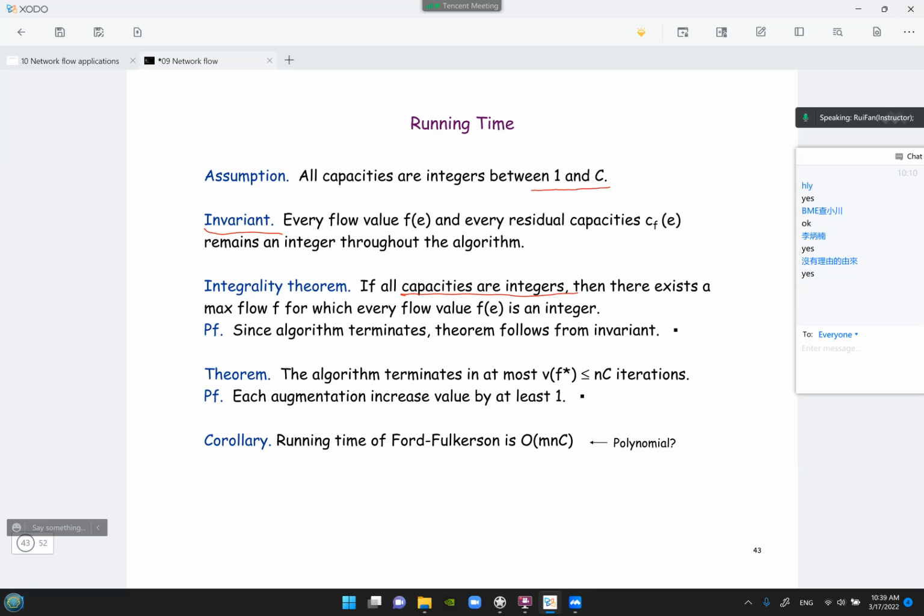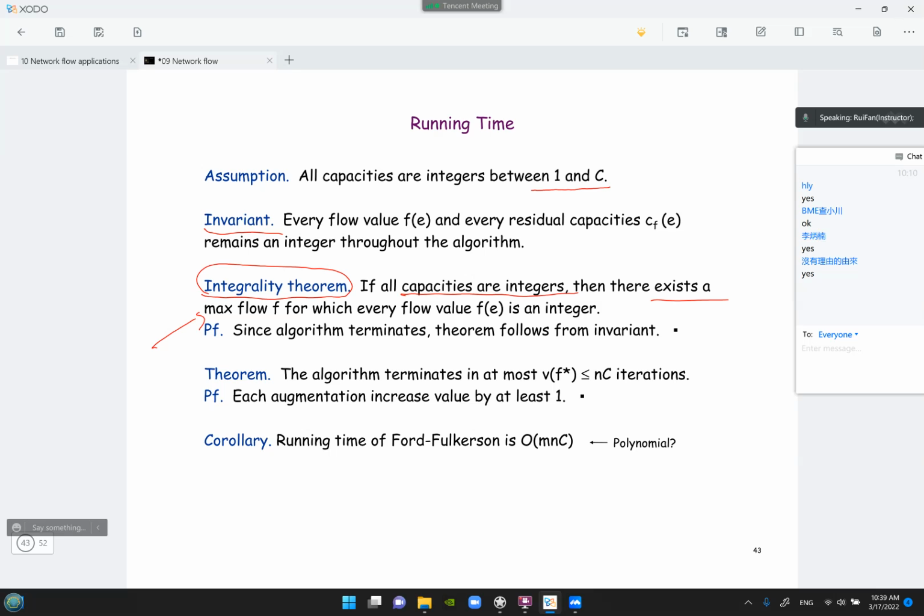And so that means that the final flow that you produce, which is summing up all of the augmenting paths, is going to be an integer. So we have this integrality theorem, which says that if all the capacities are integers, then there exists a max flow where the flow value is also an integer. Now, there could be other max flows where the flow is not integral, but there is at least one max flow where the flow value is integral, and this is just because as you run the Ford-Fulkerson algorithm, you always maintain an integral flow.